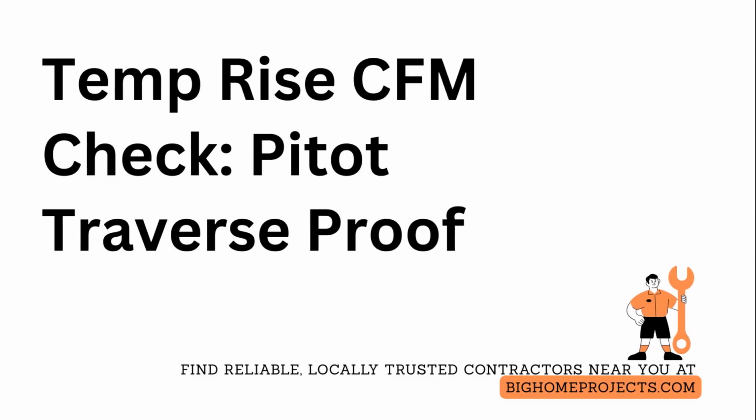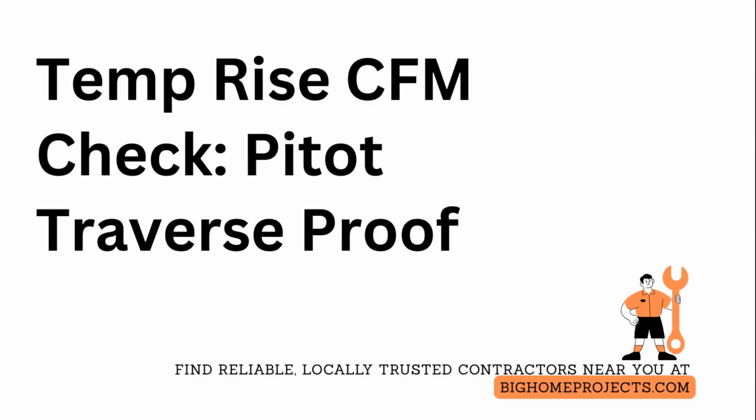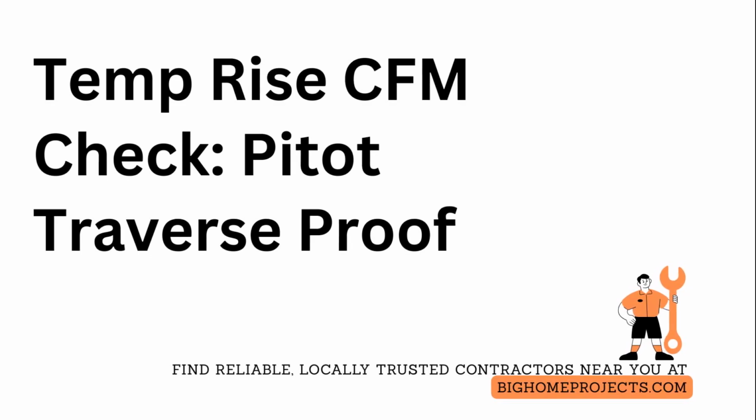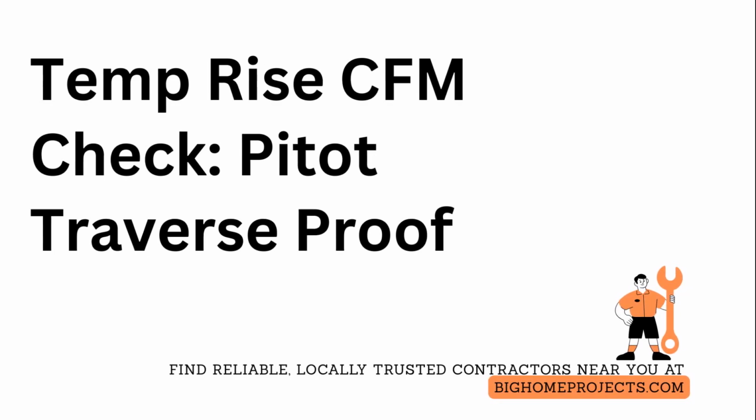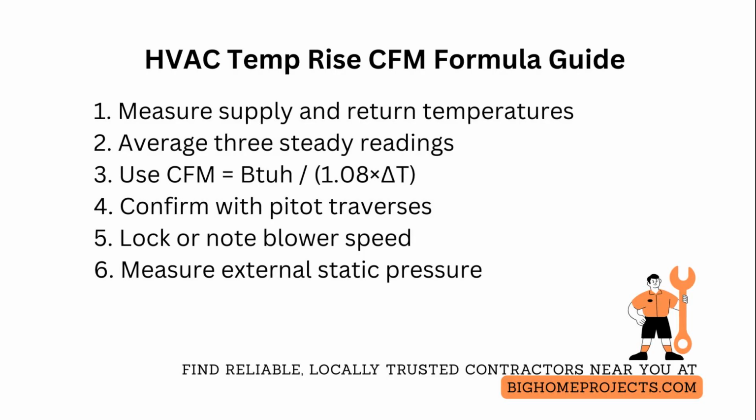HVAC Temp Rise formula for measuring airflow CFM gives you a fast, accurate check of system performance by converting temperature rise and sensible heat into cubic feet per minute. Measure supply and return temperatures at the same duct locations. Use a calibrated digital thermometer and average 3 steady readings over 2 to 3 minutes.